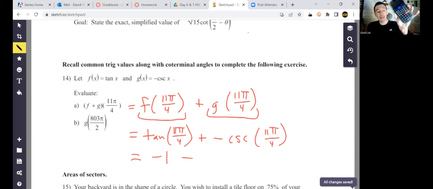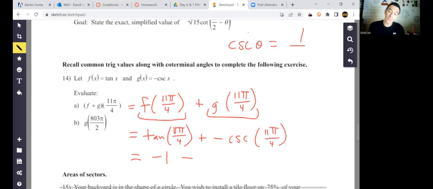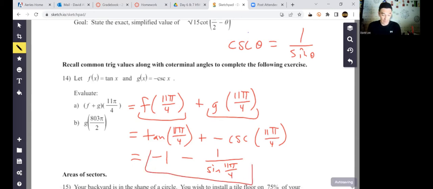Now, cosecant, my calculator does not have that button. But we remember that cosecant of theta is 1 over sine theta. So here, what I'm going to do is go 1 over sine 11 pi over 4. And I'm good if you type in all of them. Let me actually just do them. -1 minus a fraction, 1 over the sine of 11 pi over 4. And this thing says -1 minus square root 2.